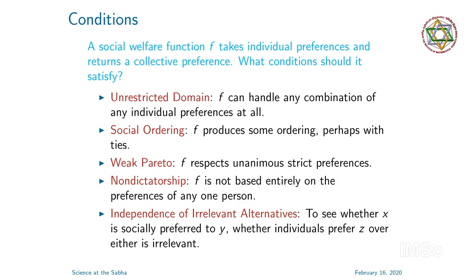Then non-dictatorship. It should not be that F completely ignores people and picks the preference of one particular person. There should not be a single person whose preferences dictate the whole thing. And the last is a little tricky. It says that if I want to find out whether socially X is preferred over Y, whether individuals prefer X over some other Z should not matter. If I want to socially decide X is preferred over Y, I should look at individuals' preferences on X over Y, and the presence of some other alternative should not matter.